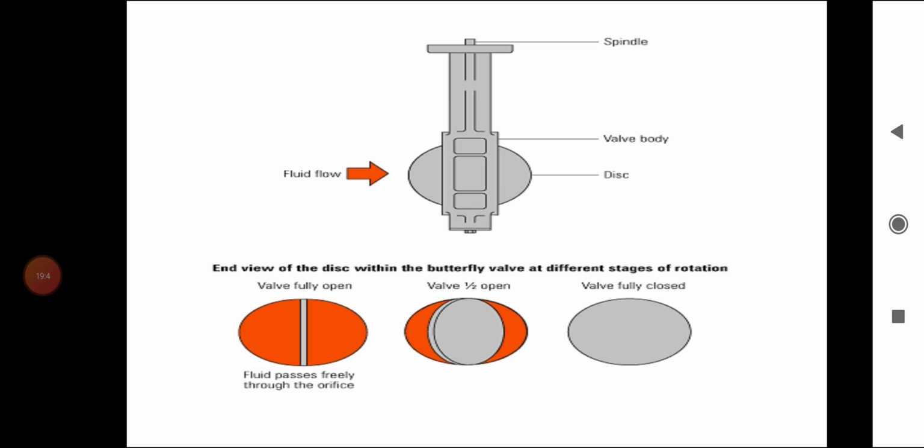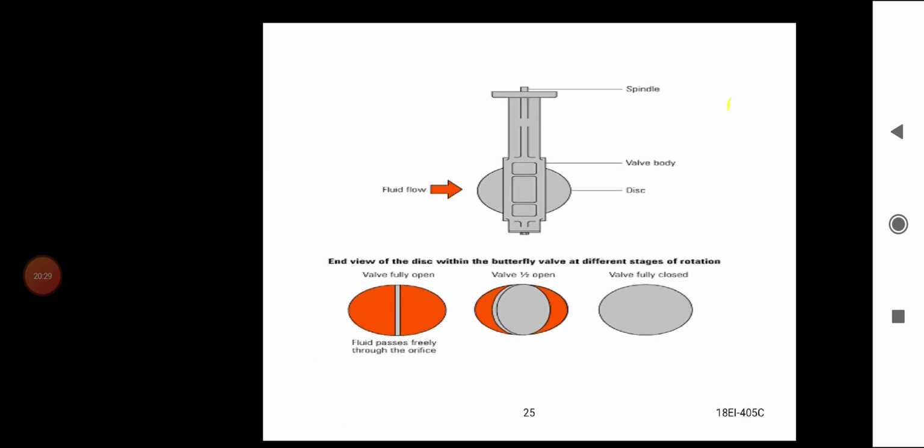When the angle of rotation changes and the valve is half open, it allows half of the flow of fluid. When the disc is perpendicular to the wall of the pipe, the valve is fully closed. It does not allow the flow of fluids through the valve body or pipeline.